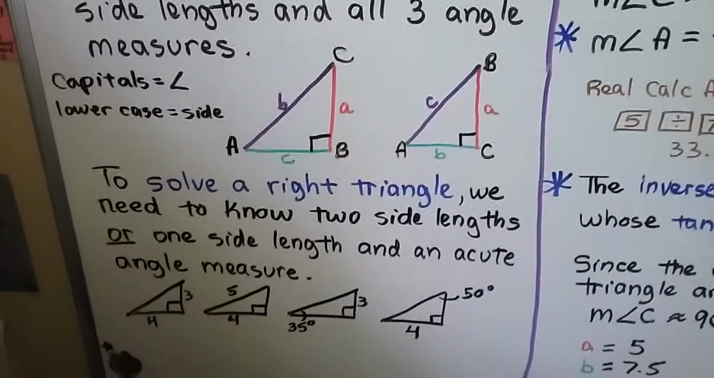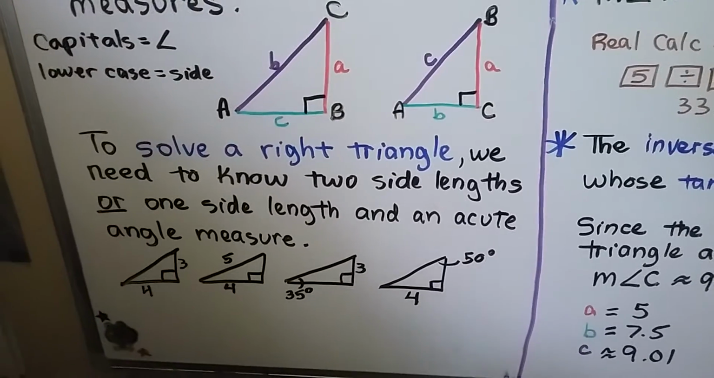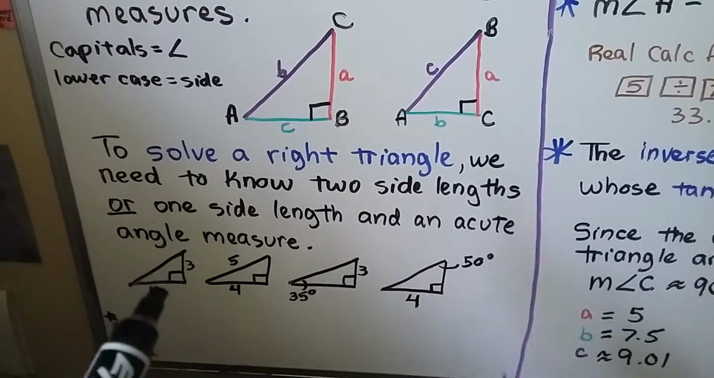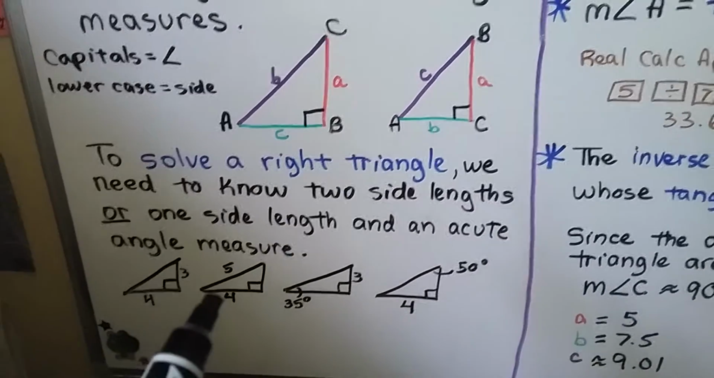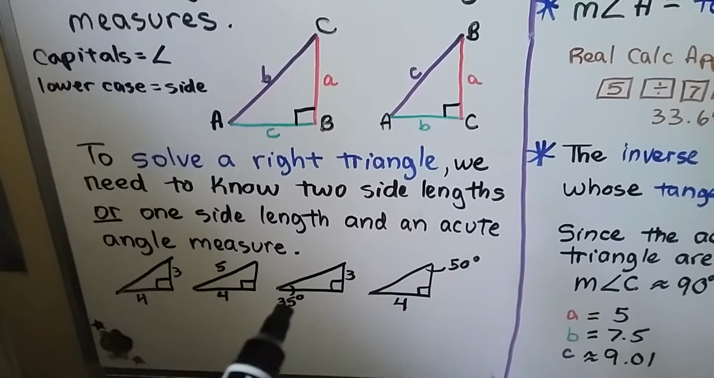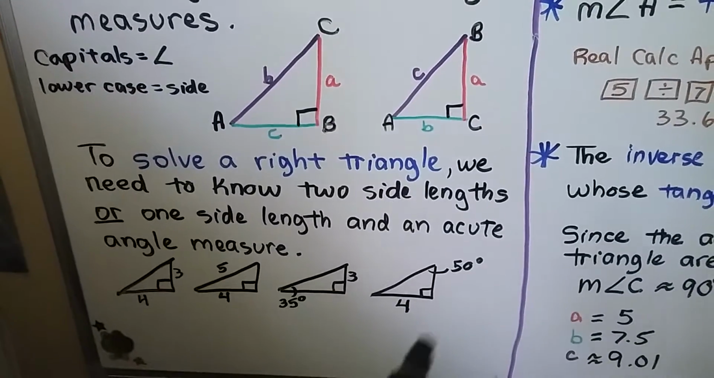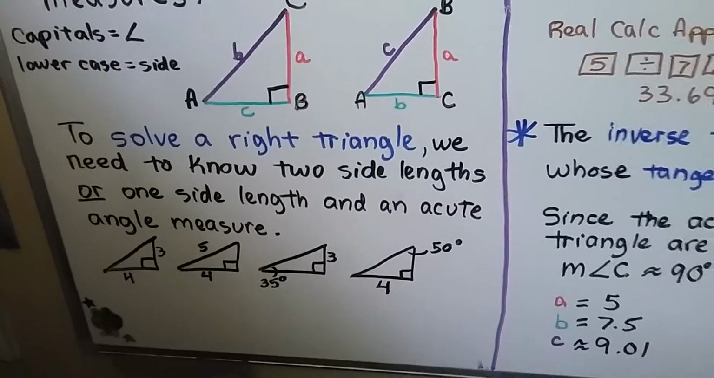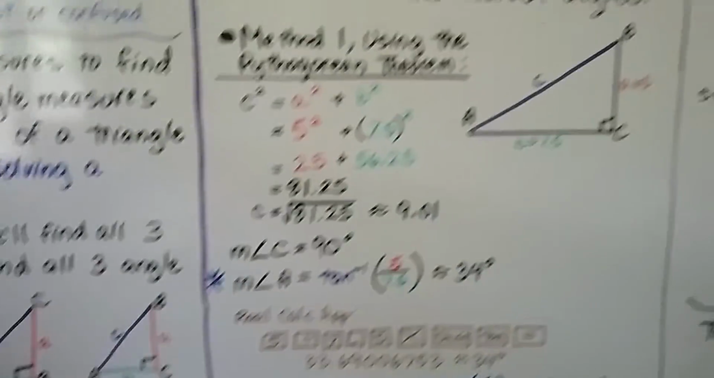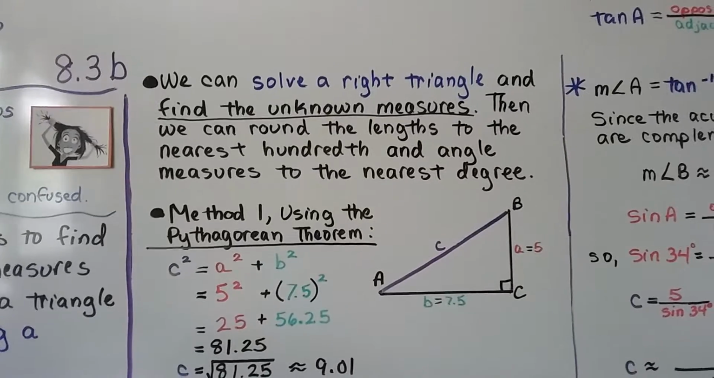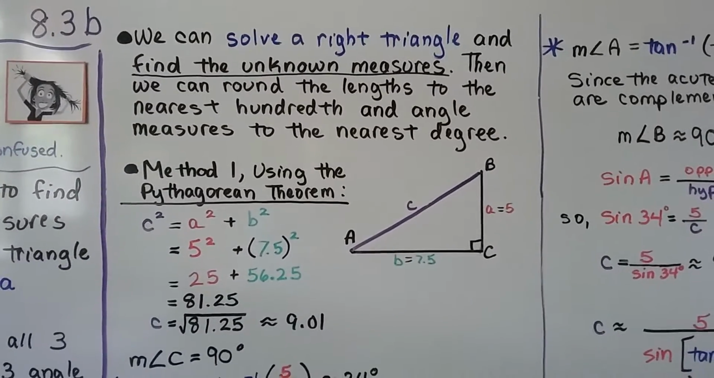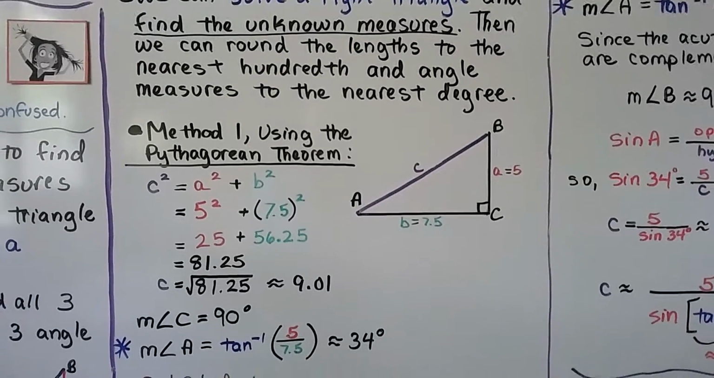And to solve a right triangle, we need to know two side lengths or one side length and an acute angle measure. So here we have two side lengths. Here we have two side lengths. Here we have an acute angle and a side. Here we have an acute angle and a side. So we could solve a right triangle with this information. So we can solve a right triangle and find the unknown measures, then we can round the lengths to the nearest hundredth and angle measures to the nearest degree.